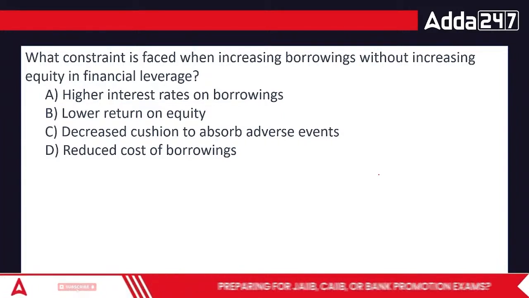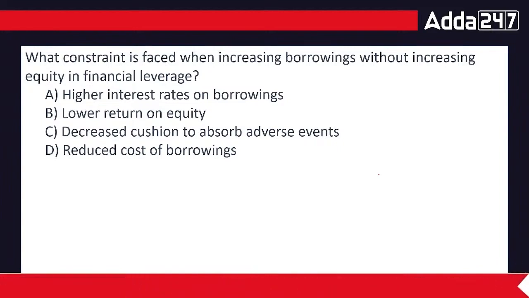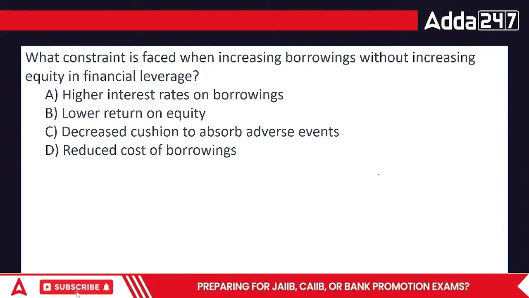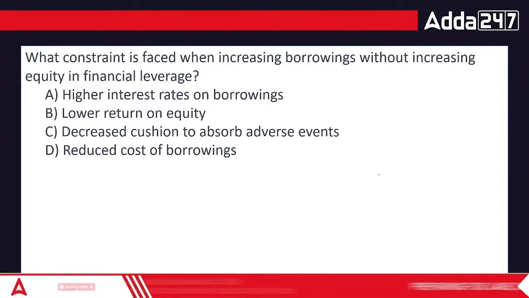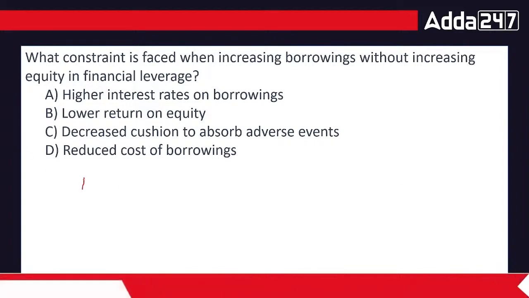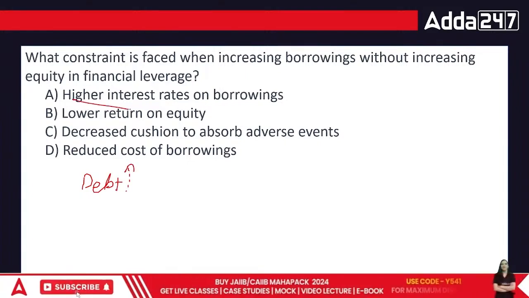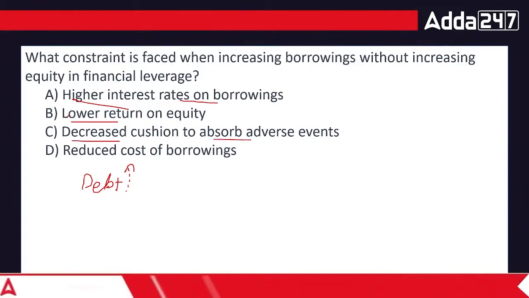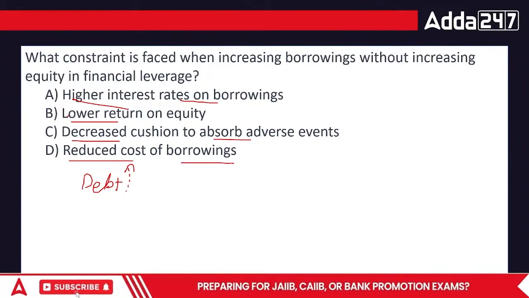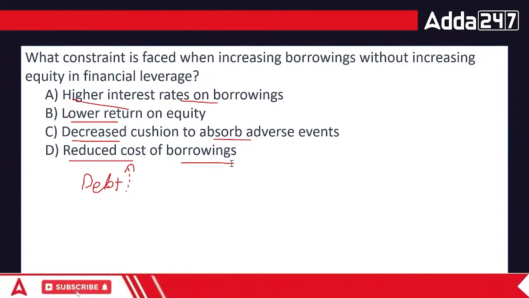What constraints are faced when increasing borrowing without increasing equity in the financial leverage? Oh, think about it, everyone. The business is increasing its borrowing. Matlab, what are they doing? They are increasing their debt. अच्छा, debt and equity have a very strong bond, पता है? A higher interest rate on the borrowing, lower return on equity, decreased cushion to absorb adverse events, or reduced cost of borrowing. First of all, there is no reduction in the cost of borrowing for sure, because ultimately we are paying, है ना?